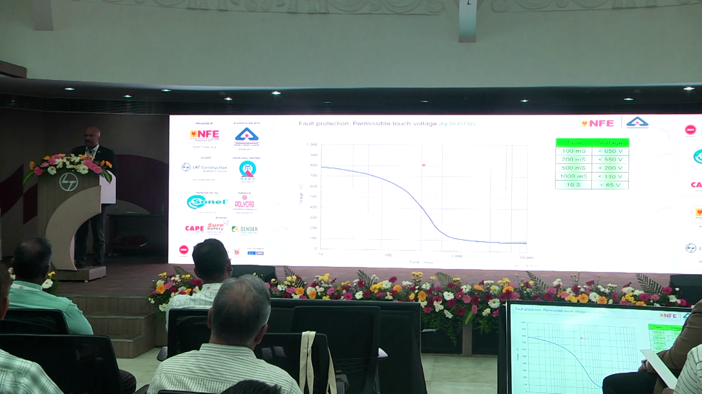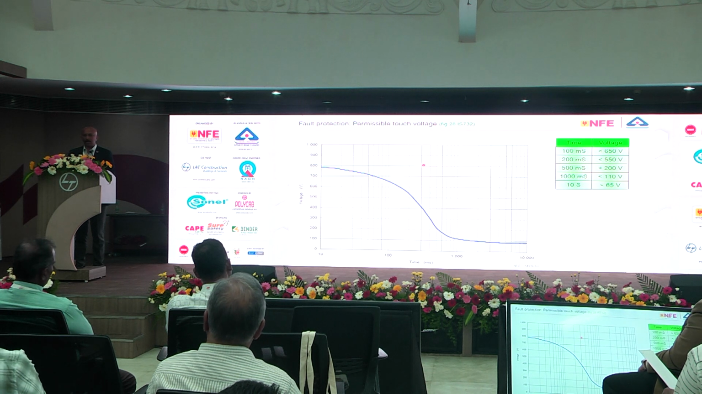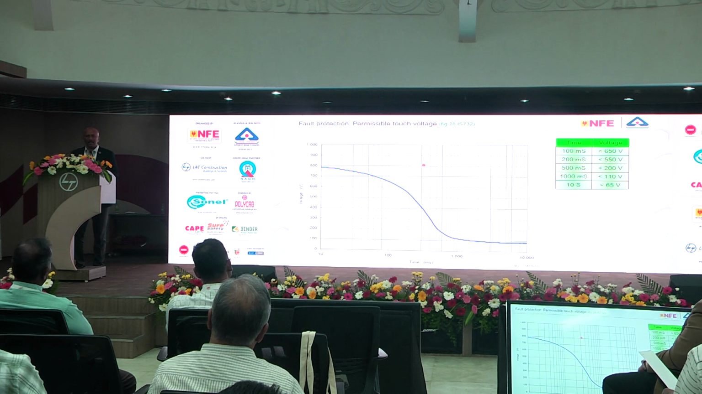For example, generally we say within 10 seconds the voltage has to be reduced to less than 65 volt. It doesn't mean that before 10 seconds you can go to any high level. It is not like that. So, this is the first electrical safety measure. In any electrical installation, the shock voltage must be reduced to a level lesser than this.